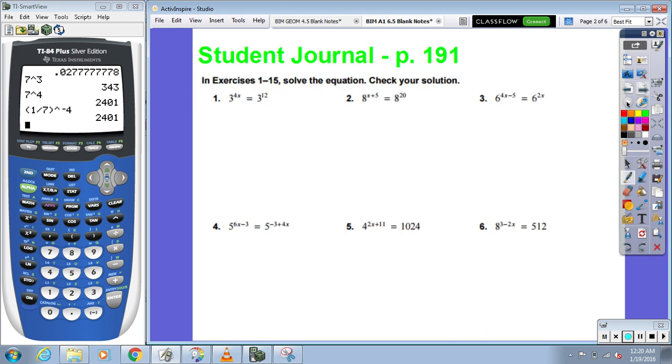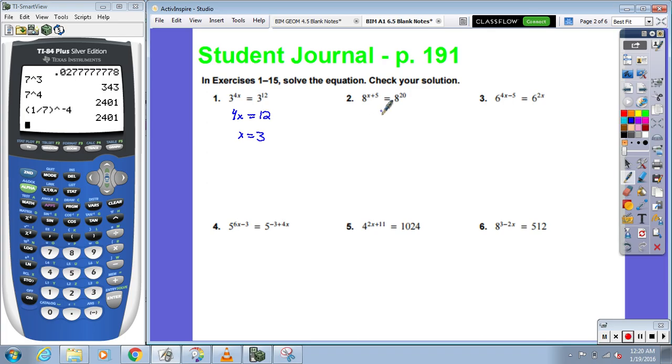So let's explore this a little bit. On number 1, notice that it says 3 to the 4x equals 3 to the 12. So the base is the same. Both numbers down here are 3, and so I know that their powers are equal. So I can say 4x equals 12. I then divide by 4, and my answer is x equals 3.